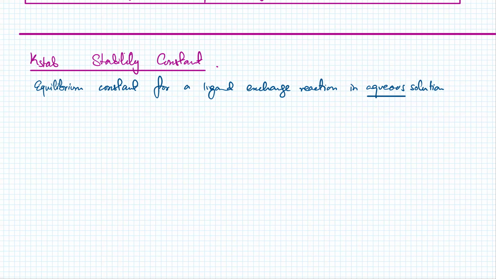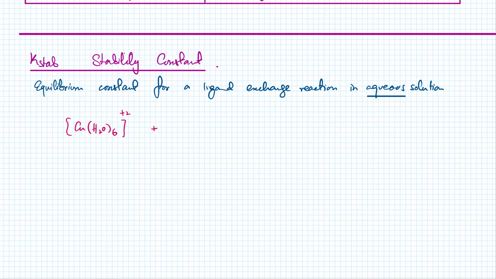Okay, so it's the equilibrium constant of a ligand exchange reaction. The ligand could be any ligand, but it has to be in an aqueous solution. For example, copper in aqueous solution would be copper surrounded by 6 water molecules, right? So the starting point is that the ligand is going to be water. That's an aqueous solution.